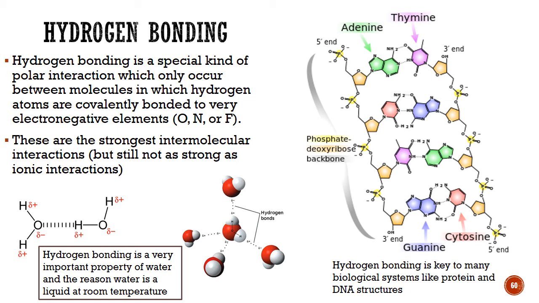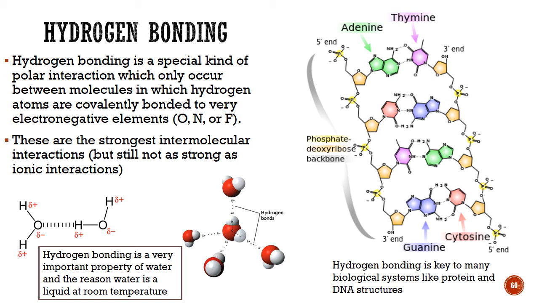particular items that have to be satisfied. So particularly, hydrogen bonding has to be between an H. The H has to be attached to an O, N, or F. And then the H is also attracted to an O, N, or F.